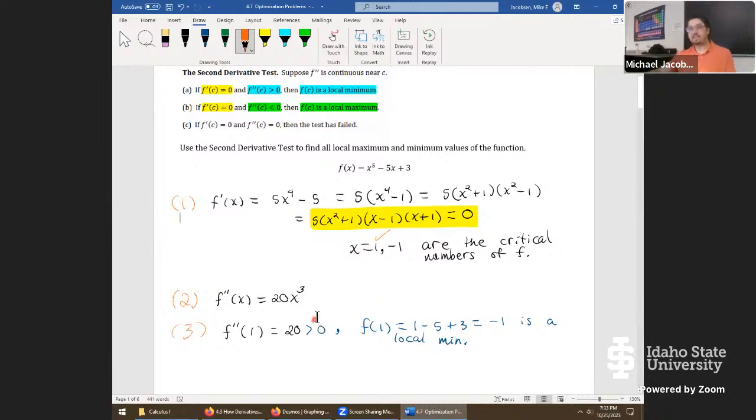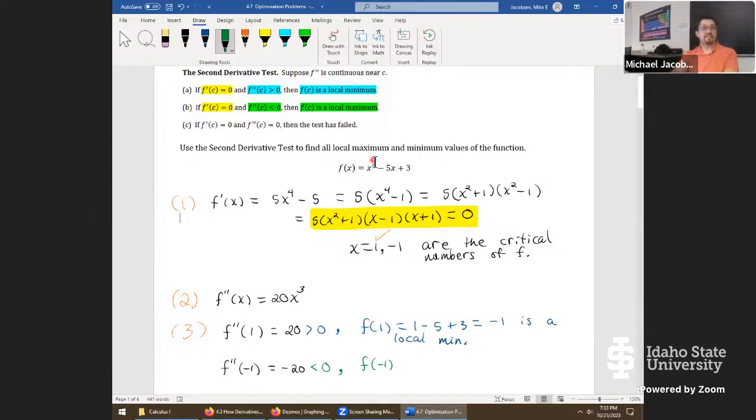Okay, so let's try this again. We're going to move over to -1. We're still in the step 3 where we're just doing conclusions. So we'll write f double prime at -1. Go to your second derivative function. -1 gets cubed, and that's a negative. So we'll get -20 on this one. So back to part B, we have a negative second derivative at that critical number. So less than 0, and this means f at -1. This one's going to turn into a local maximum, but we still have to calculate it.